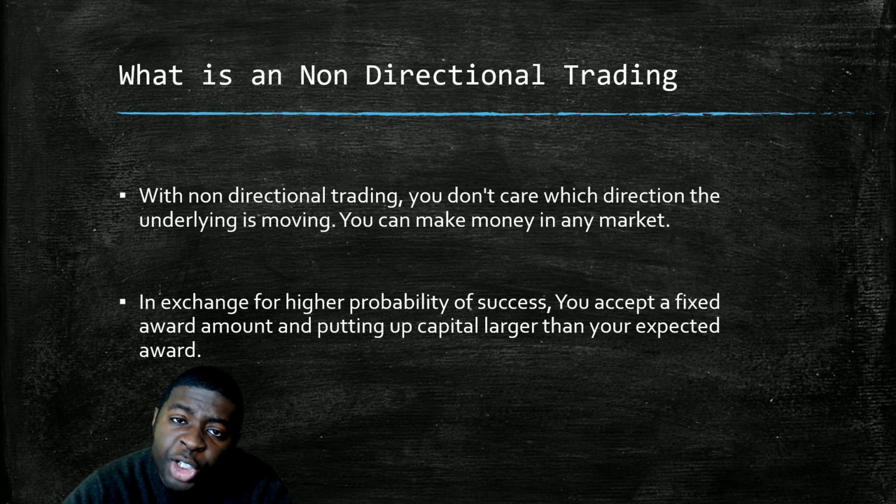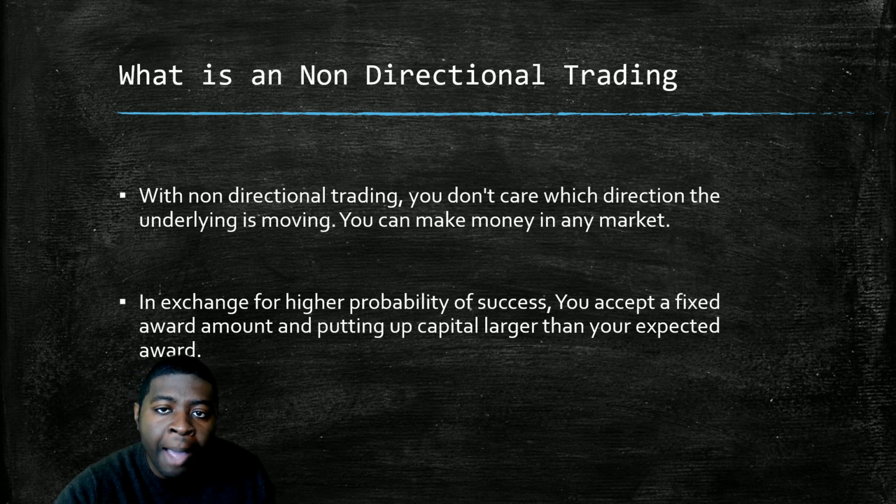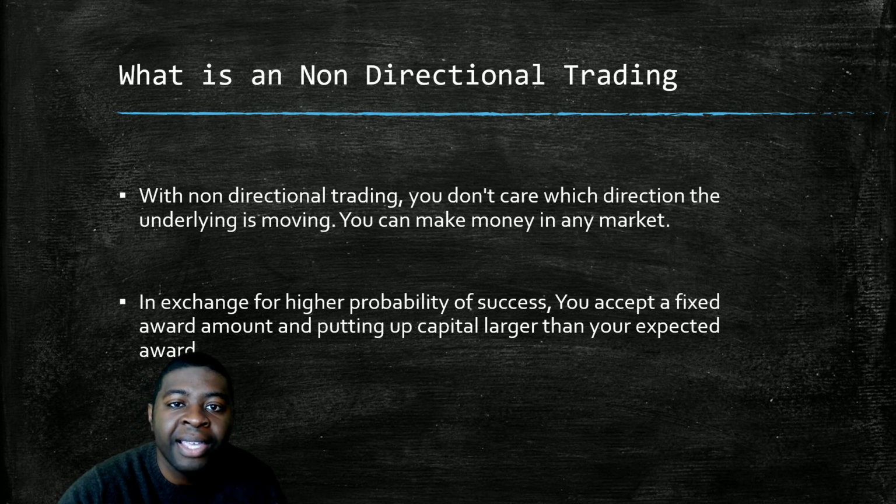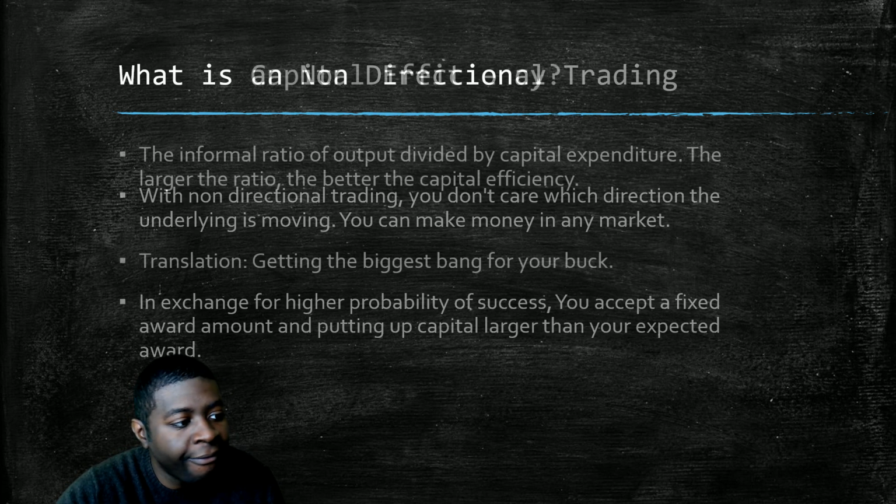In exchange for higher probability of success, we accept a fixed reward amount and also agree to put up larger than typical capital for an already known expected reward amount. So we are going to put up significantly more than what we're going to get back, but we're doing that because we understand the probability of success is much more in our favor.